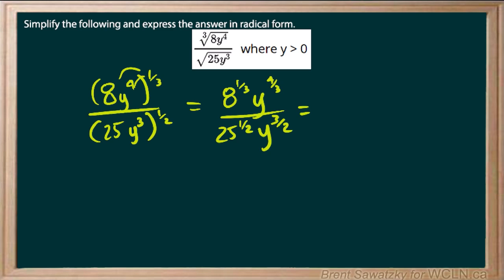All right, so let's see, with the numbers, 8 to the 1/3 is saying what is the cube root of 8, and we think, well, 2 times 2 times 2 is 8. And then the square root of 25 is 5, so that's nice.